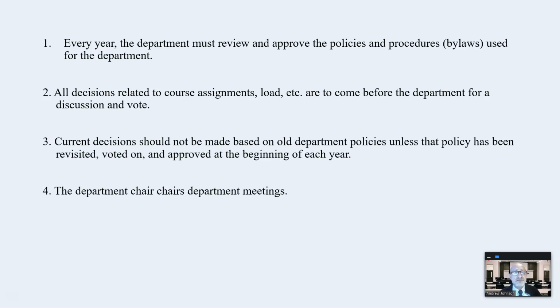All decisions related to course assignments and loads are to come before the department for a discussion and a vote, and we should see that in your meeting minutes. Decisions aren't made by the chair about course assignments and load. The department has to vote on that. Current decisions should not be made based on old department policies, unless that policy has been revisited, voted on, and approved at the beginning of each year. Keep in mind that some faculty weren't around when those old policies were made. So every year it has to be reviewed, revised, and approved.